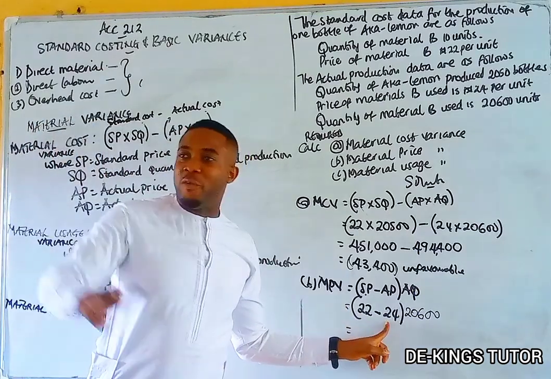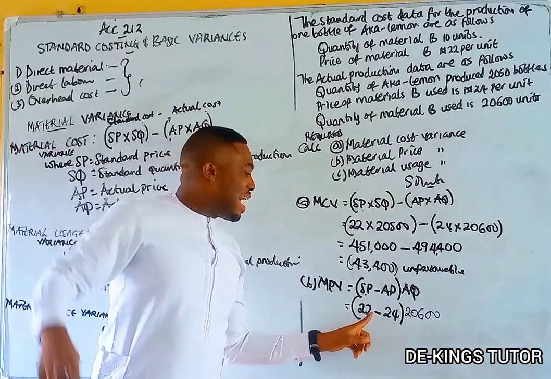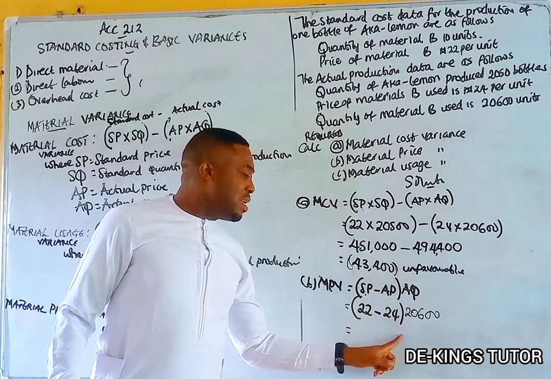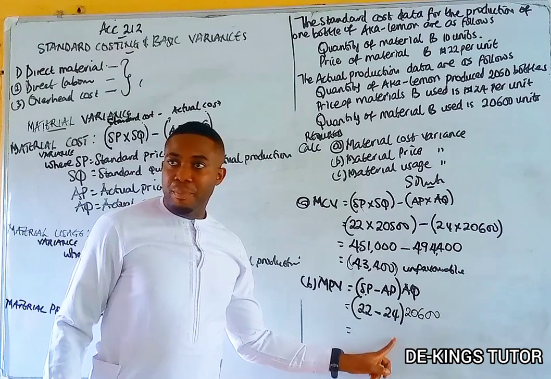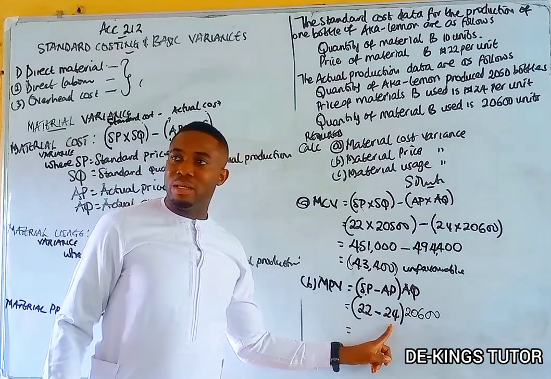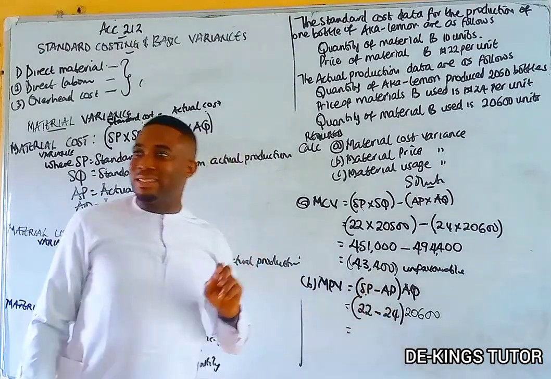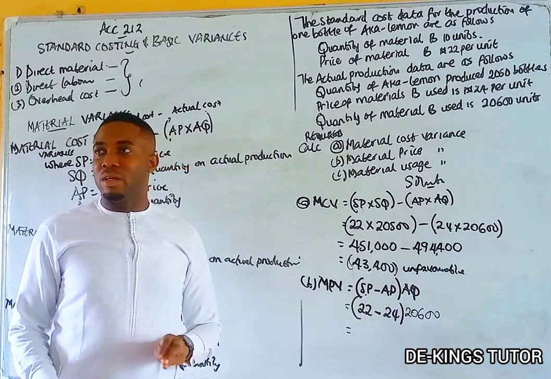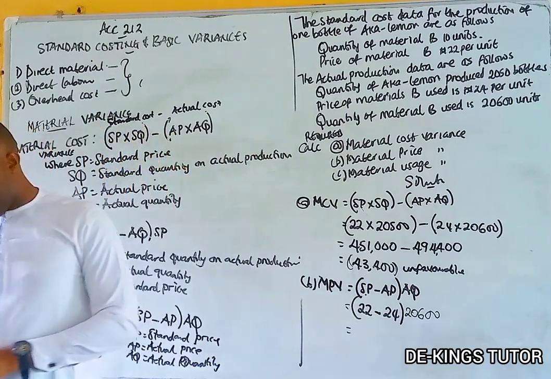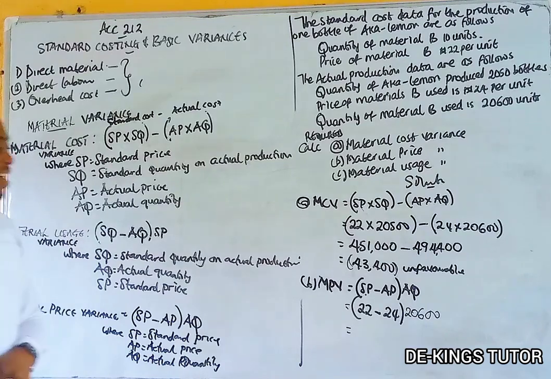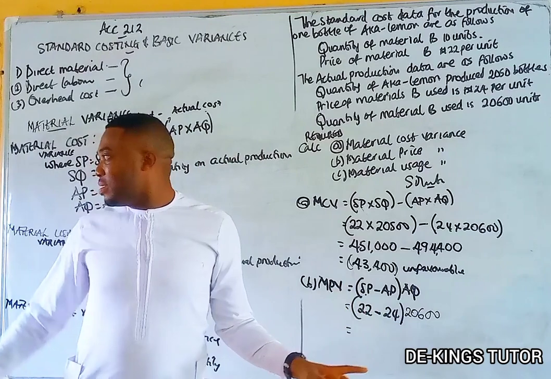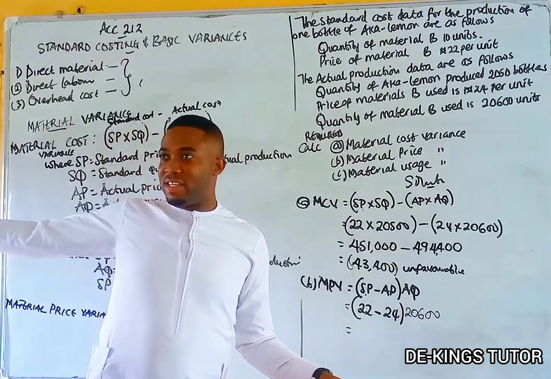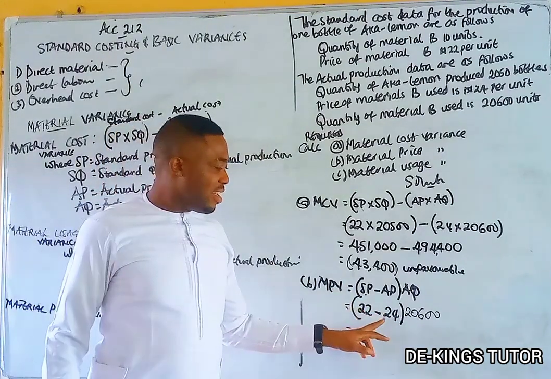Now 22 minus 24. Now look up. Even without summing down, I know it will be unfavorable, because my actual is more than my standard.